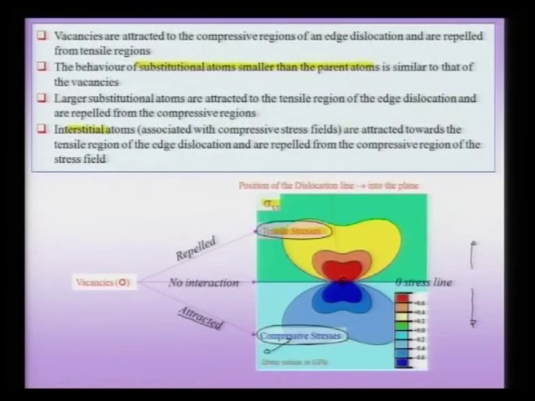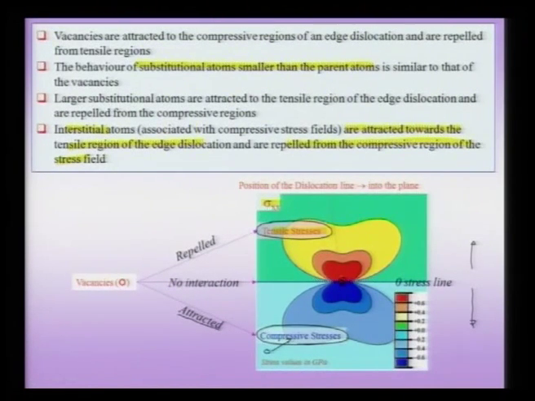Apart from that, as I told you, there can also be some shear stress fields, and therefore these interstitial atoms are attracted towards the tensile region of the edge dislocation. And they are repelled from the compressive region of the edge dislocation stress field.